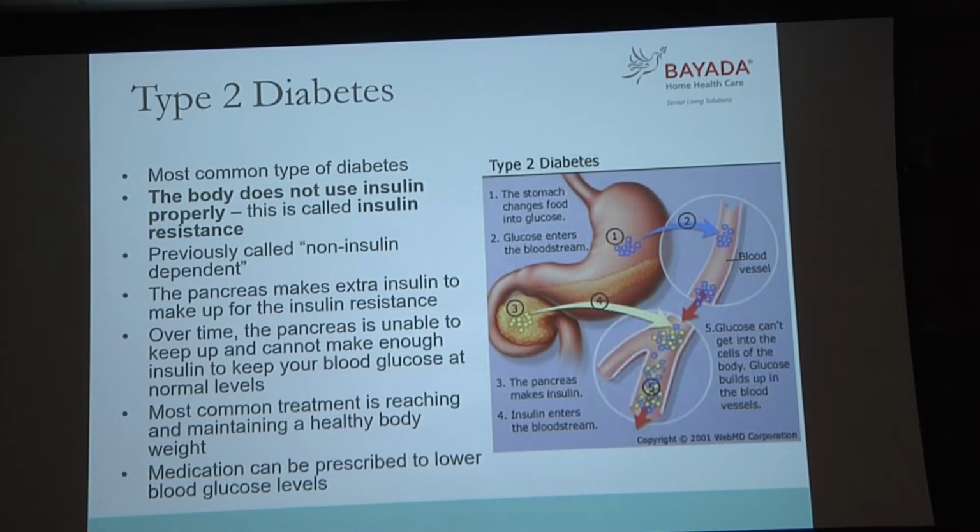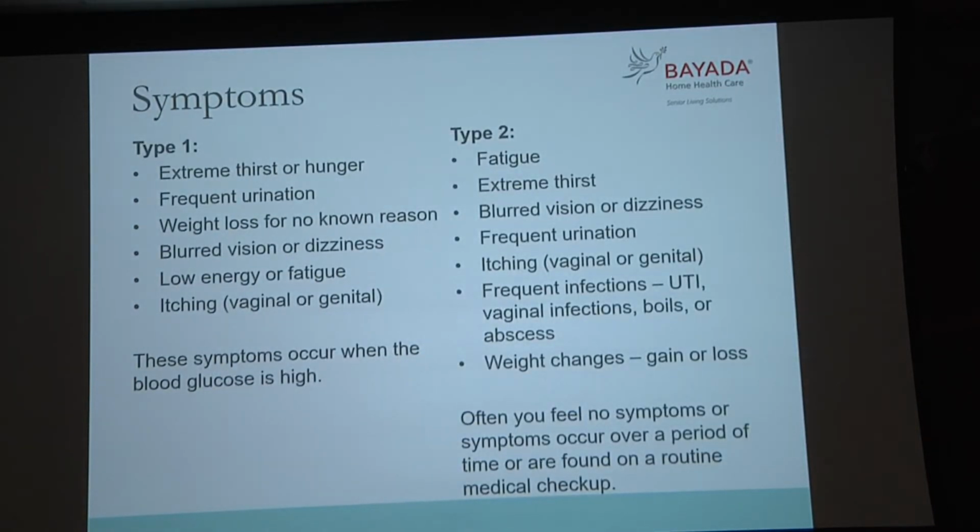So the symptoms for type 1 are extreme thirst or hunger, frequent urination, unexplained weight loss. So if you're losing weight when you're not trying to, blurred vision or dizziness, low energy or fatigue, and genital itching. These symptoms occur when the blood glucose is high. So you might get that high sugar in your blood, and then you start getting some of these symptoms. Again, these would be seen more in younger adults and children, because that's usually when type 1 is found. So if you have any relatives or grandchildren that might be experiencing some of this, you might want to suggest them getting checked out.